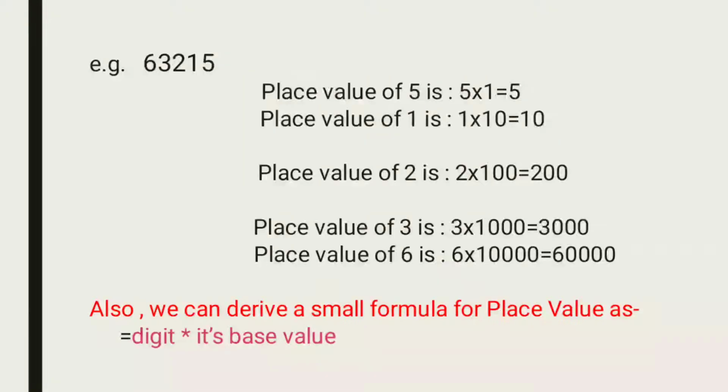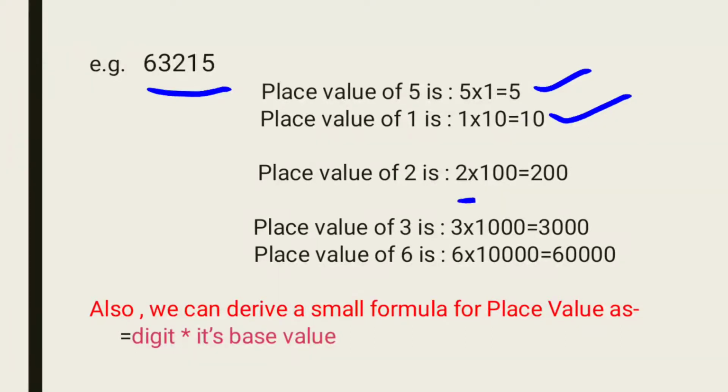Now the next example is 63,215. So first we will find the place value of 5. At ones place, the face value and place value of any digit are the same. So at ones place the digit is 5, so the place value will be 5 only. Next digit is 1, so the place value of 1 will be 1 into its base value 10, so the place value will be 10. Next is 2.